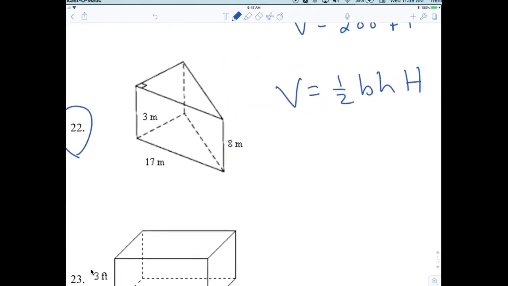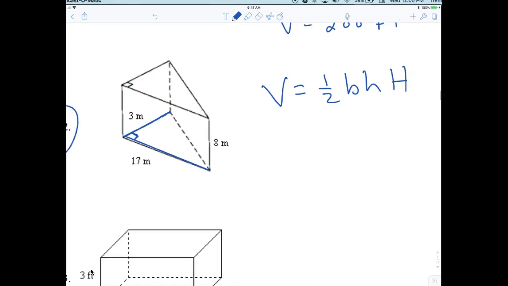Now, here they're trying to disguise the base and the height. So I need everybody to look. Make sure you're seeing what I'm seeing. This right here is how much? Does everybody see that's 3? And then this right here is what? 17. That, remember, is considered the base. All right? And the base is the triangle.